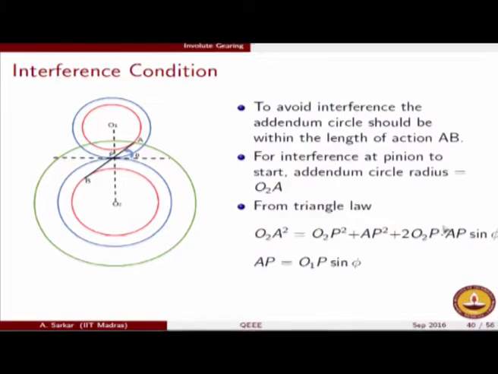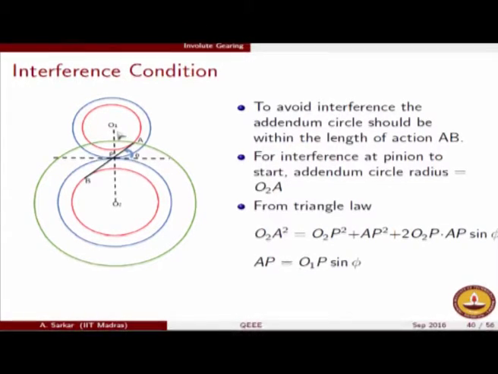So this is just an application of the cosine rule within the triangle A2PA. Also from trigonometric consideration, AP, this line, is equal to O1P, which is this radial distance or the radius of the base circle, times sine phi, because the angle between O1P and O1A is exactly phi, which is the pressure angle.